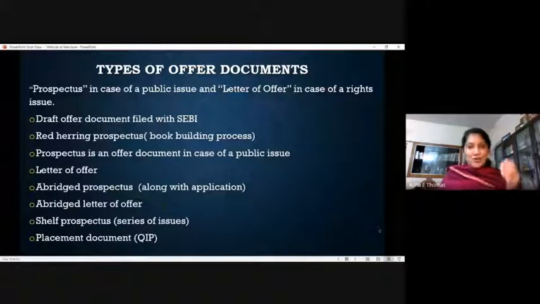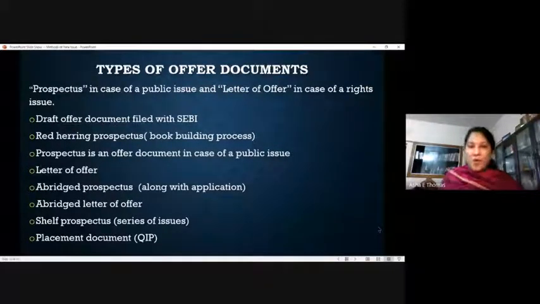And the last one is private placement, and we said when the shares are offered to a particular group of investors, not open to the general public as a whole, it will be brought under the category of private placement. There also it can be either institutional investors or individual investors, right? Depending on the requirement of the company.